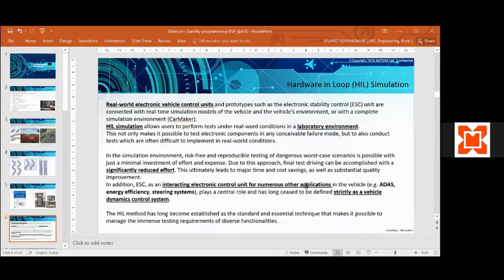So what is the purpose of the hardware-in-the-loop facility? It supports a significant effort reduction, because a lot of simulations can be performed through the hardware-in-the-loop system. And mainly it supports ADAS and steering systems, as well as the electronic stability programming controllers.